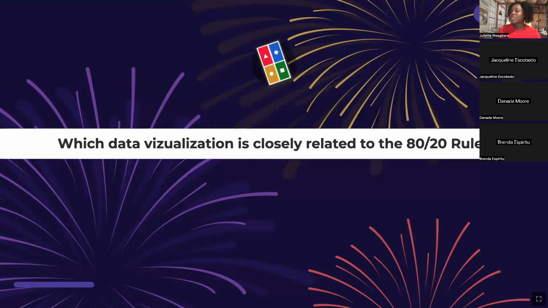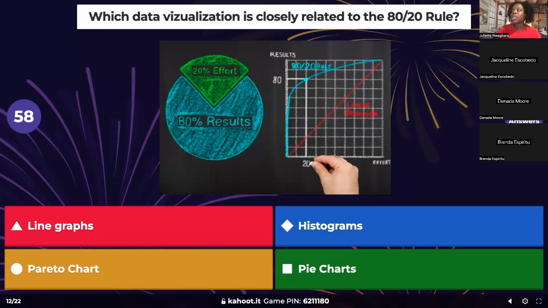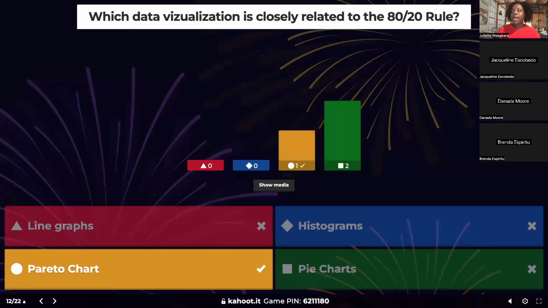Next one. Which data visualization is closely related to the 80-20 rule? This should be in domain 5 if you've been taking the course. Should be in my domain 5 lecture. What do you guys think? Okay, about 37 seconds. Still have time.